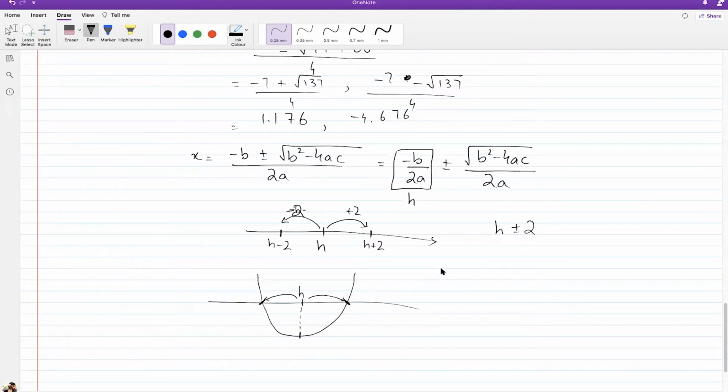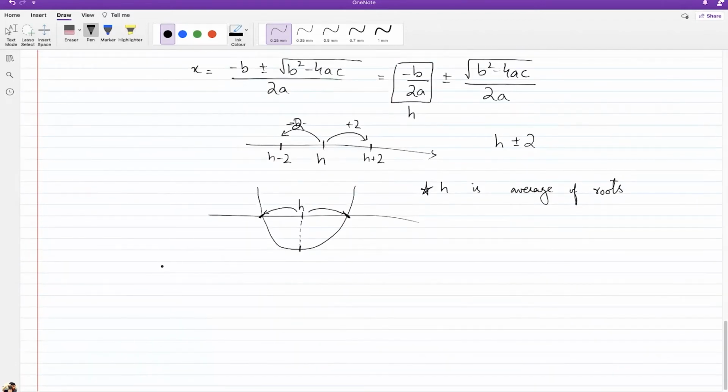In other words, h is the average of the roots. And that is again another shortcut that you can use. If you know the roots, you can find h directly. Wait a minute, we have seen that before.